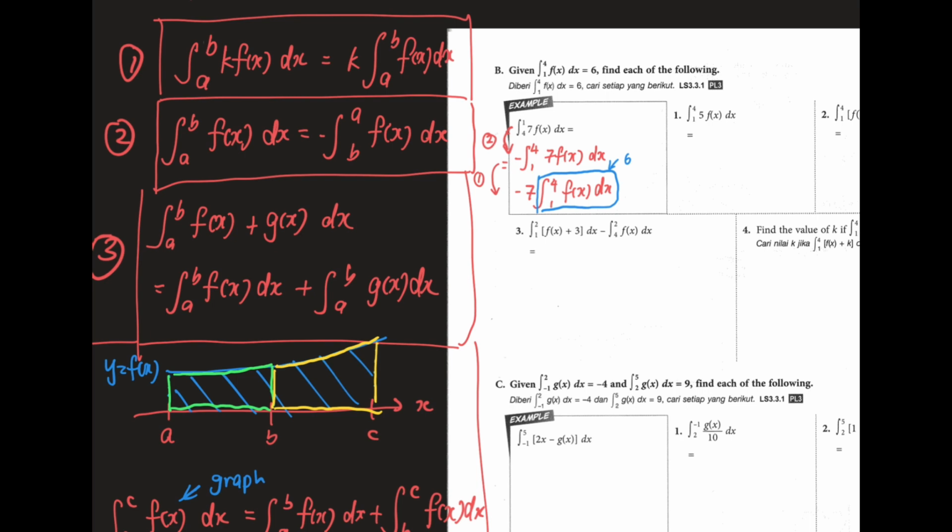Why is this equal to 6? Because the question tells us this. The integral of f(x) dx from 1 to 4 is 6. It's given. So that's why this whole thing in the blue box is 6. So we get negative 7 times 6, negative 42. That is how we use formula 2 and 1.